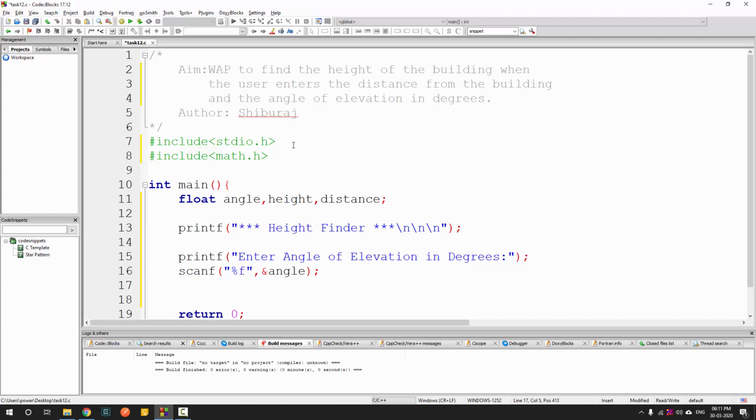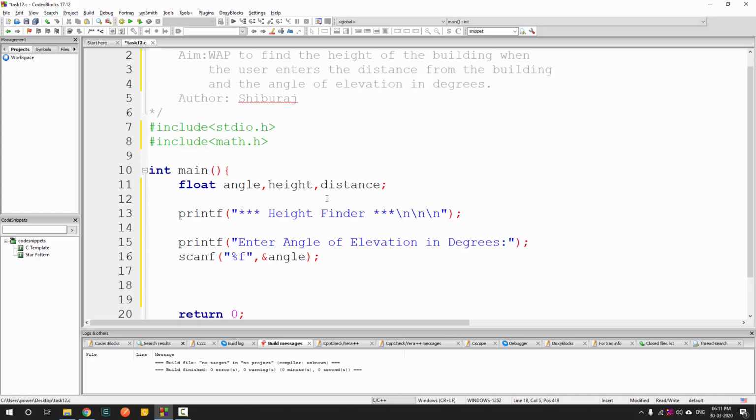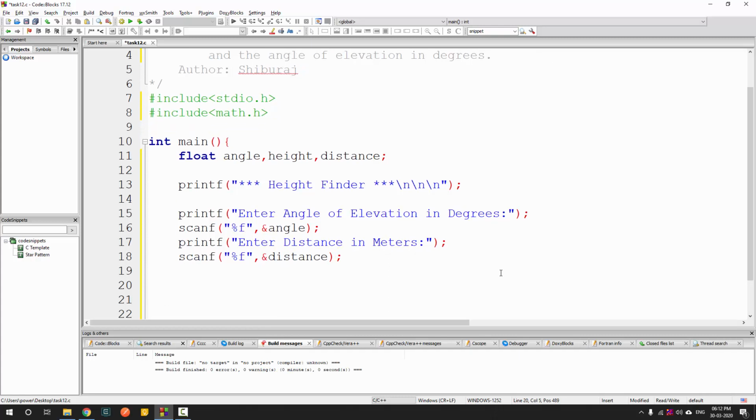Once we get that, I will do the same thing again and write enter distance in, let's say, meters. And here it will be distance. Now the inputs are done. I have two inputs, angle and distance, and I want to find the height.